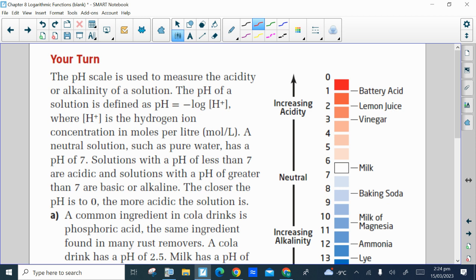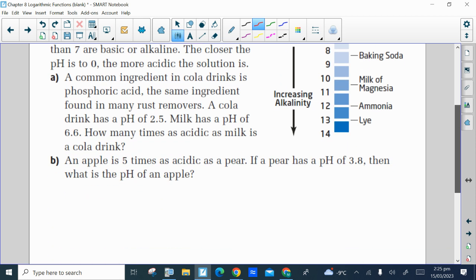If the pH is less than 7, it means it's more acidic. If the pH is greater than 7, it's more alkaline. The closer the pH is to 0, the more acidic the solution would be. So the lower the number, the more acidic, the higher number, the more alkaline. A common ingredient in cola drinks is phosphoric acid, the same ingredient found in many rust removers. A cola drink has a pH of 2.5, so it's closer to 0, more acidic.